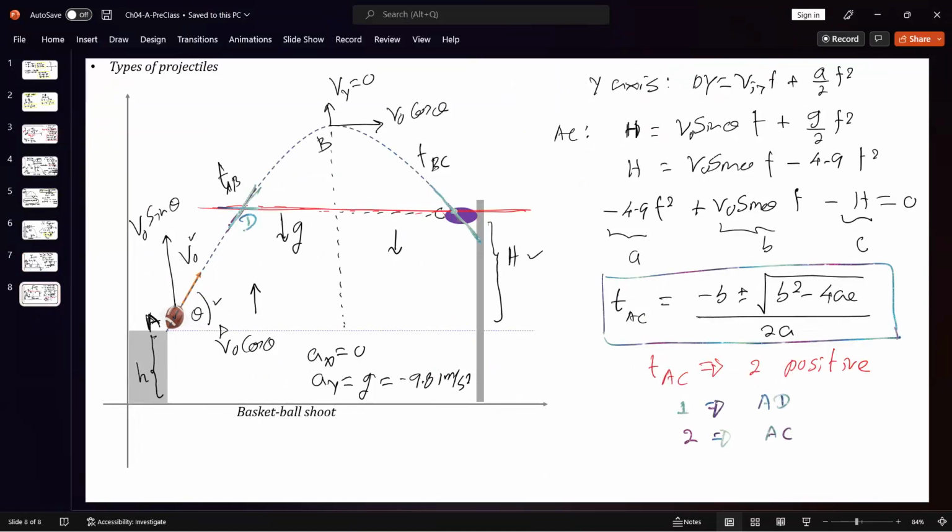All right, that's it for projectile motion. This is part A of this chapter. I will put up a different video for part B. Okay. All right, then I'm going to stop from here.